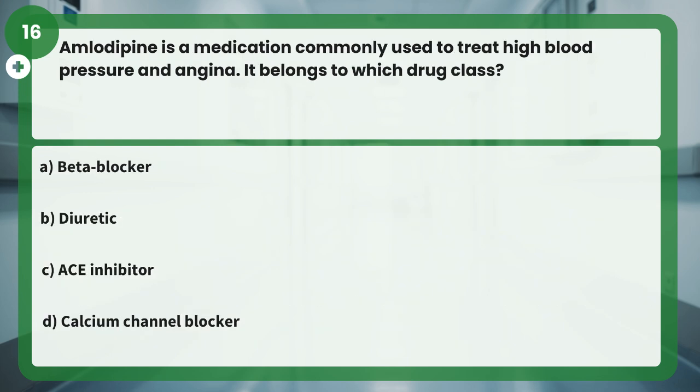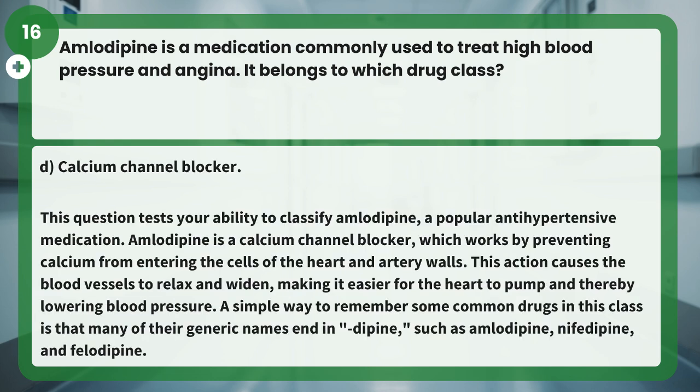Question 16. Amlodipine is a medication commonly used to treat high blood pressure and angina. It belongs to which drug class? A. Beta blocker. B. Diuretic. C. ACE inhibitor. D. Calcium channel blocker. Answer D. Calcium channel blocker.